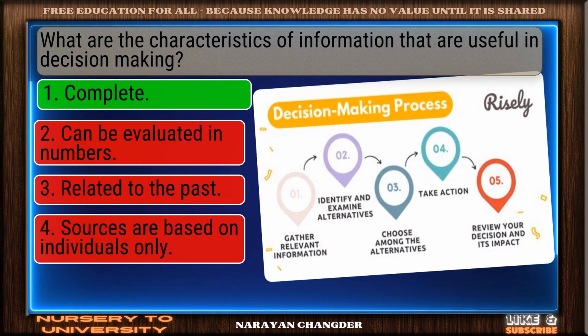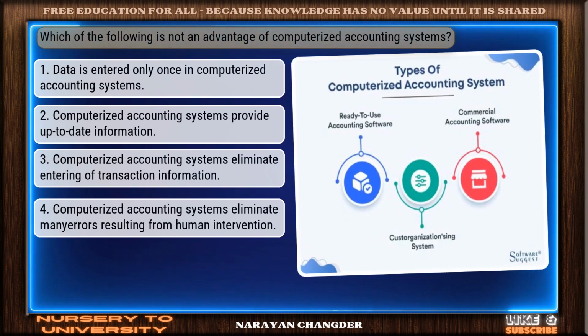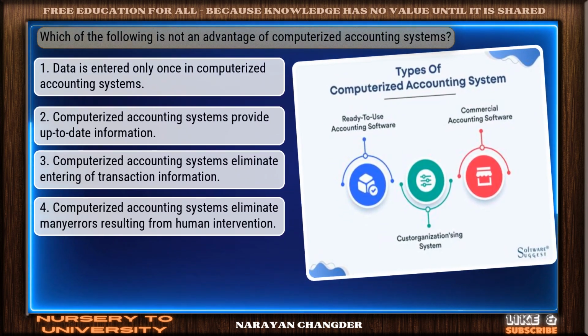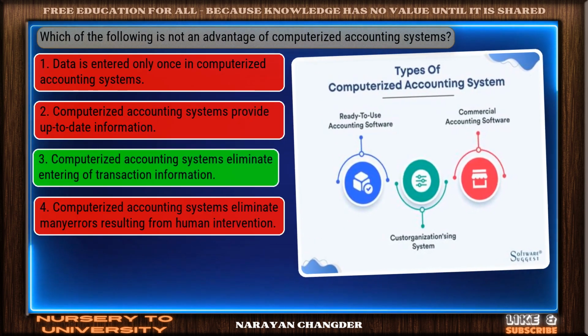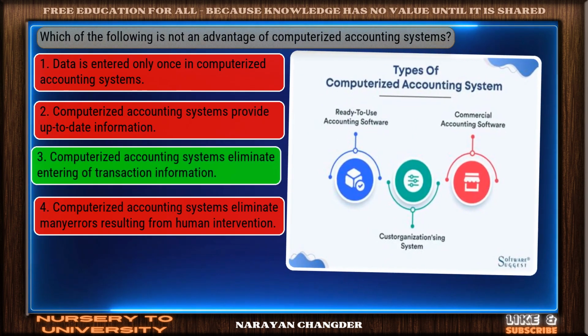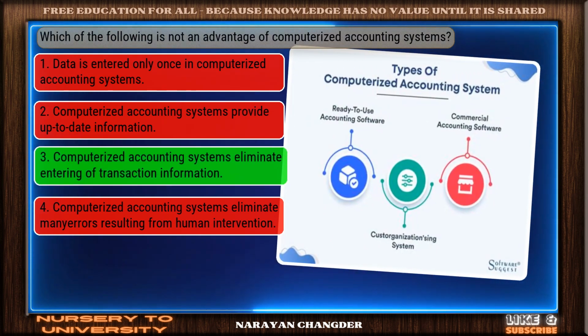You got it. Your choice is right. Which of the following is not an advantage of computerized accounting systems? Good thinking. Computerized accounting systems eliminate entering of transaction information is the right answer.